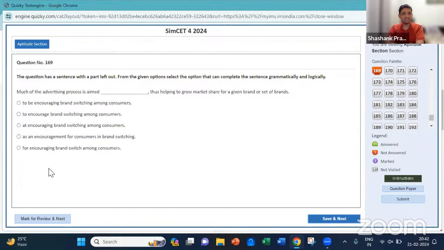Much of the advertising process is aimed at होना चाहिए generally. Yeah, aimed at encouraging brand switching among consumers is aimed to be encouraging. Aimed to encourage. Aimed as an encouragement. I think this is fine.